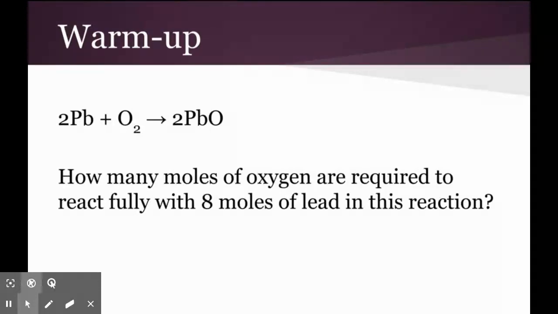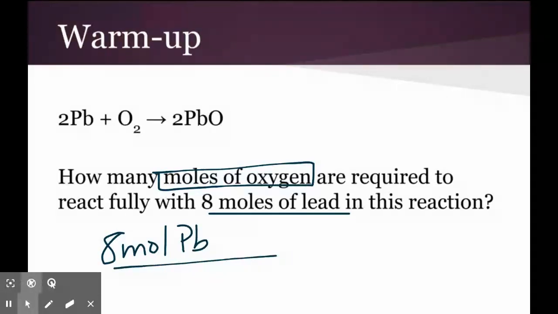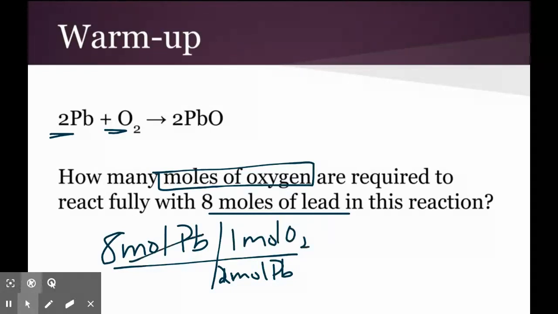Alright, so the question asks how many moles of oxygen are required to fully react with 8 moles of lead in this reaction. So 8 moles of lead is our given information, and moles of oxygen is what we're looking for. So start with your given information and draw your T-chart. And now remember, we want to use the mole ratio to convert between moles of lead and moles of oxygen. So we have 2 moles of lead for every 1 mole of oxygen. So put 2 moles of lead on the bottom and 1 mole of oxygen on the top, because you want your units to cancel diagonally. So moles of lead will cancel and we'll be left with moles of oxygen, which is what we want. And we get 4 moles of oxygen.